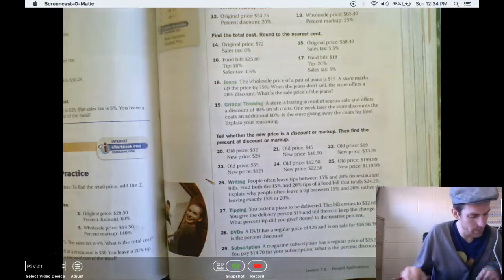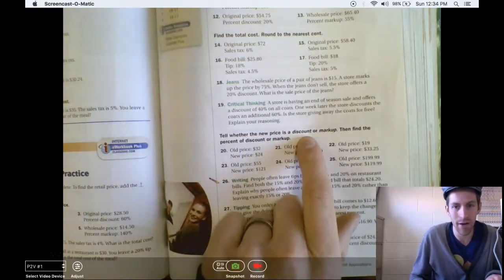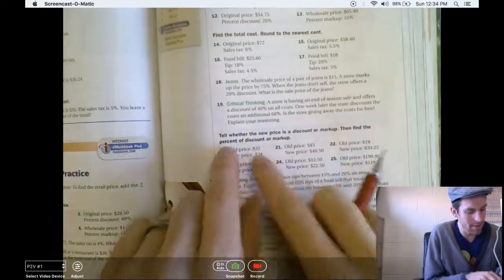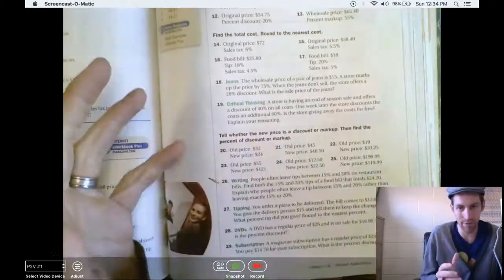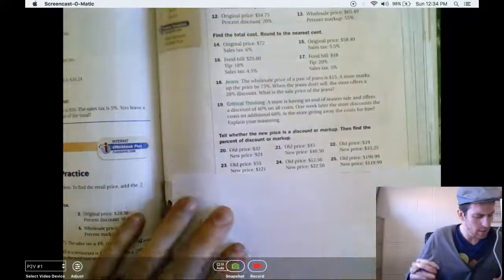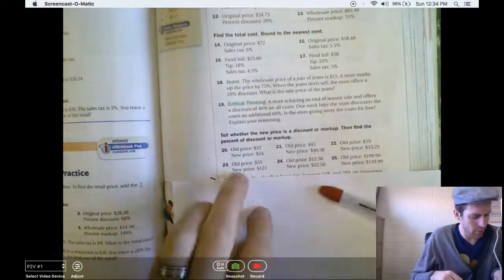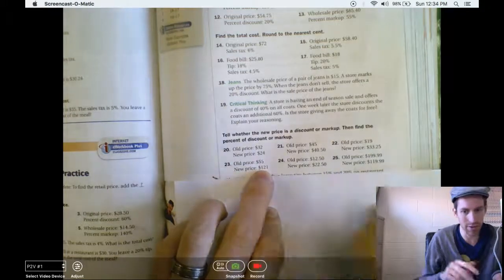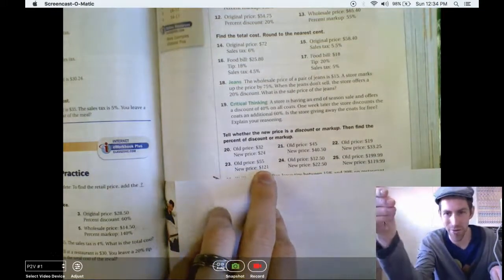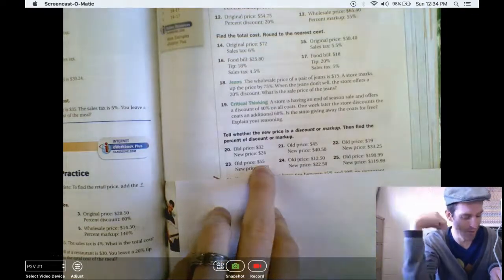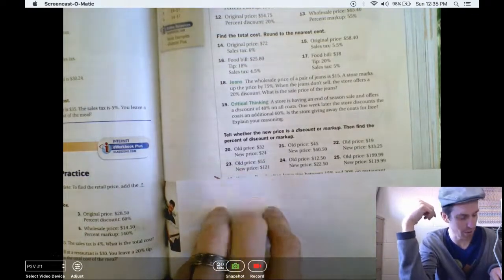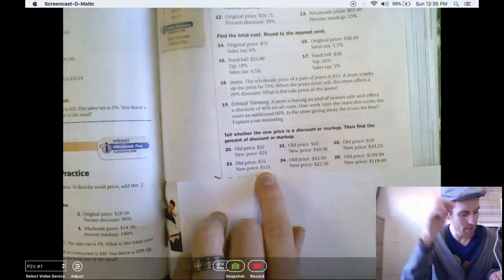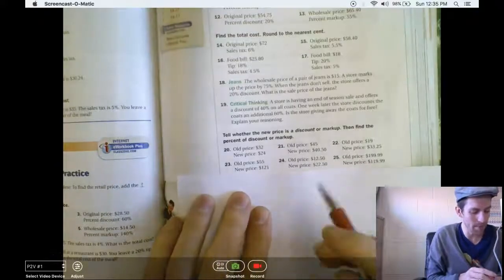This one. Tell whether the new price is a discount or a markup. Then find the percent of discount or markup. The percent of decrease or percent of increase, right? So let's look at 23. The old price is $55. The new price is $121. Is that on sale or is that a markup? Yeah, you should not be thinking sale. That would be a horrible sale. Yeah, it's on sale for $121. That doesn't make sense, huh? No, this is a markup, right?